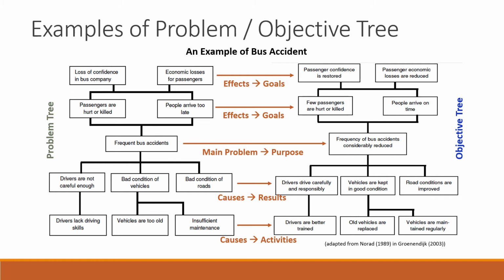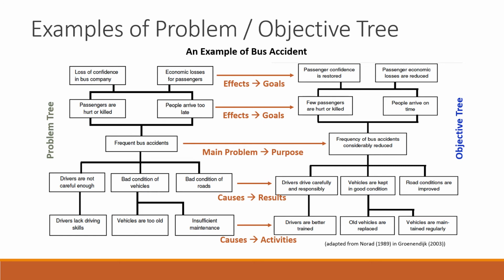Then that specific problem tree is going to be transformed in a positive manner. So the main problem is changed to a purpose, to an objective. From frequent bus accidents, it is changed to frequency of bus accidents considerably reduced. So now it's changed from the problem tree to the objective tree, from negative to positive. Also, we do the same with the causes and with the consequences.